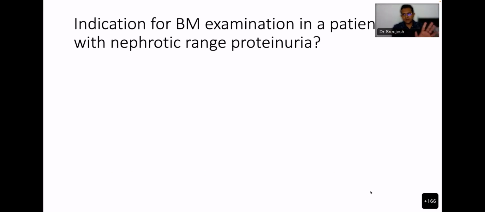There are a lot of causes for nephrotic range proteinuria, but you don't do a bone marrow examination in the majority of cases. Here the clinician has advised it. So what would be the indication? Nephrotic range proteinuria, one of the conditions is multiple myeloma. And in myeloma kidney, there are chances of deposition of amyloid, so that could be one of the reasons why the physician has asked for a bone marrow examination.